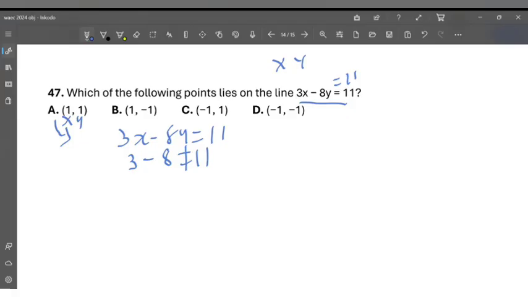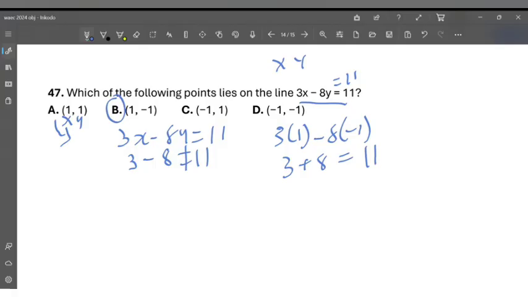So what about option 2, B, which says, let me put x as 1 and y as minus 1. So that will be 3 times 1 minus 8 times minus 1, which is 3 times 1 is 3, minus 8 times minus 1 is plus 8. So 3 plus 8 is really 11. So that means option B is correct.